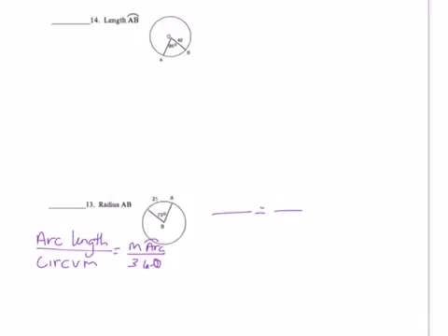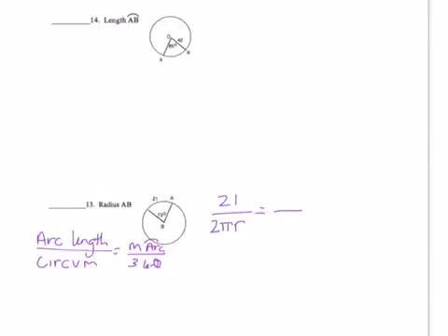I'm going to fill in what I know. So my arc length is 21, which is right here. I put that in on top. It's arc length, part over the whole, so on the bottom would be my circumference. I know the formula for circumference is 2 pi r, and I'm going to use 2 pi r instead of C because I'm trying to find the radius. So I put 2 pi, and I don't know my r, that's what I'm trying to figure out, so I put r there.